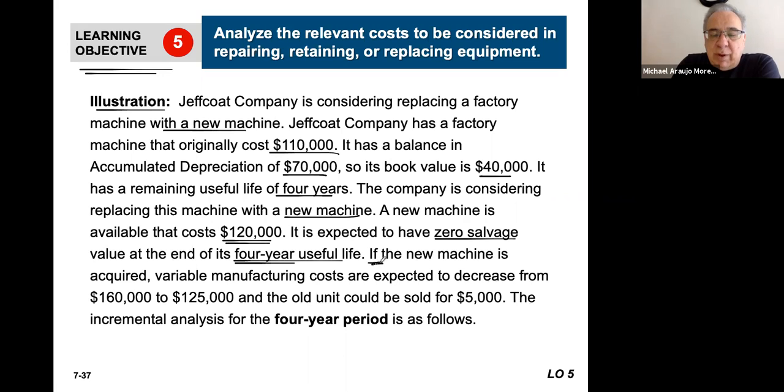If they buy this new machine, their variable costs are expected to decrease from 160,000 to 125,000. So it's a big decrease in their variable manufacturing costs with the new machine. And they can actually ditch the old machine for $5 grand. So how an incremental analysis would work is as follows.